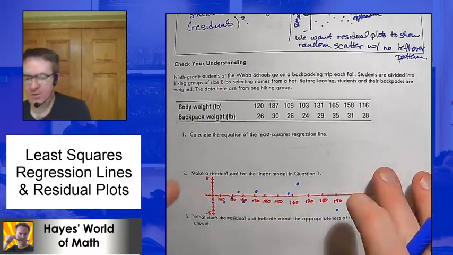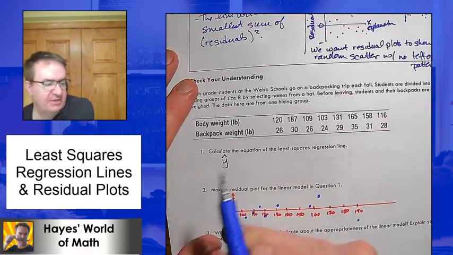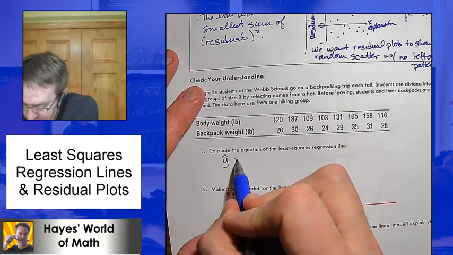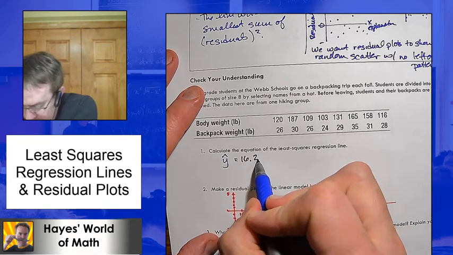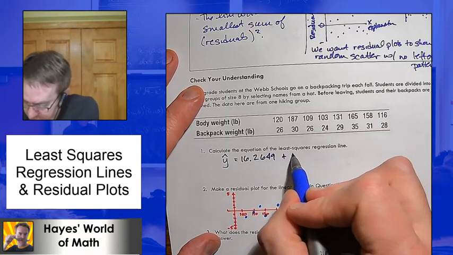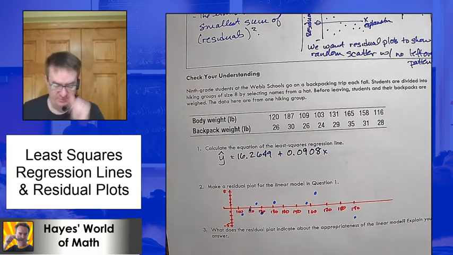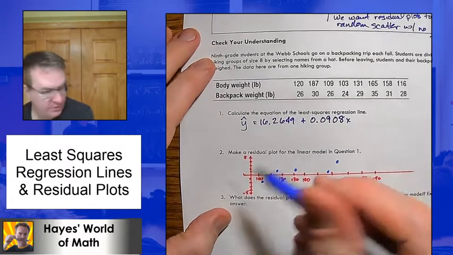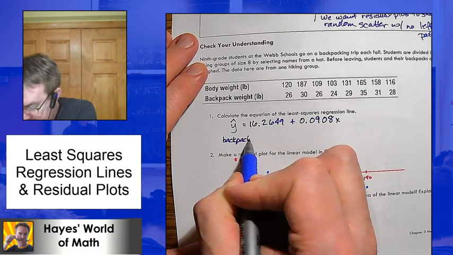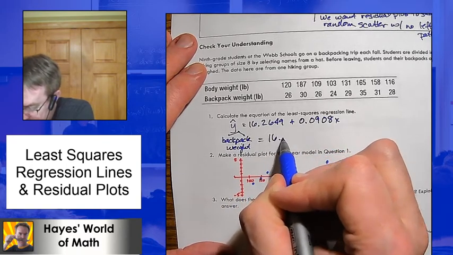So this is going to turn out to be y hat. Remember, because that tells you it's a prediction. The little hat means we're just thinking that's what this is going to be, equal to 16 point, and three or four decimal places is good, plus 0.0908x. Couple reminders, put yourself some context here. So we are going to say that backpack weight, the prediction, is equal to 16.2649.